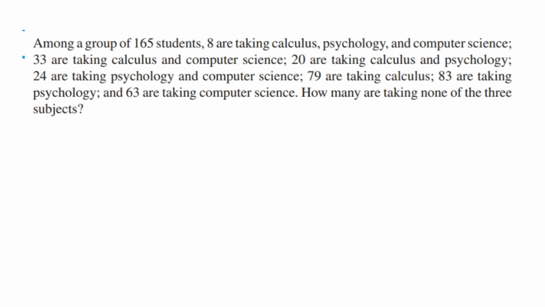Here's a kind of problem that you often would run into. Among a group of 165 students, 8 are taking calculus, psychology, and computer science. 33 are taking calculus and computer science. 20 are taking calculus and psychology. 24 are taking psychology and computer science. 79 are taking calculus. 83 are taking psychology. And 63 are taking computer science. How many are taking none of the 3 subjects?